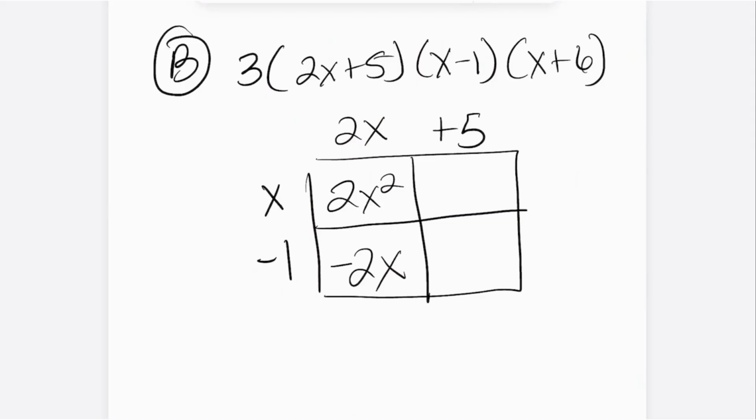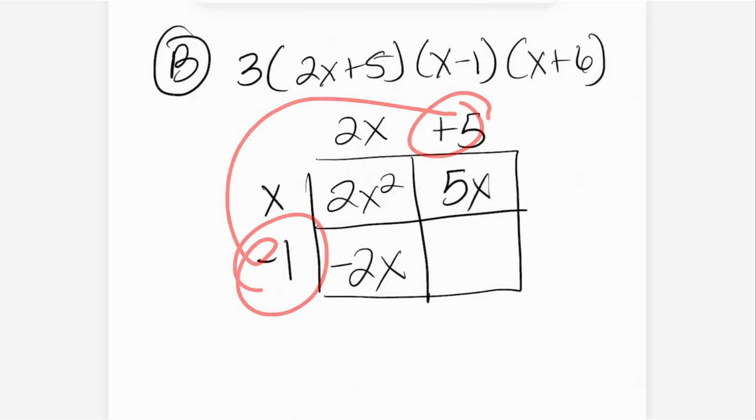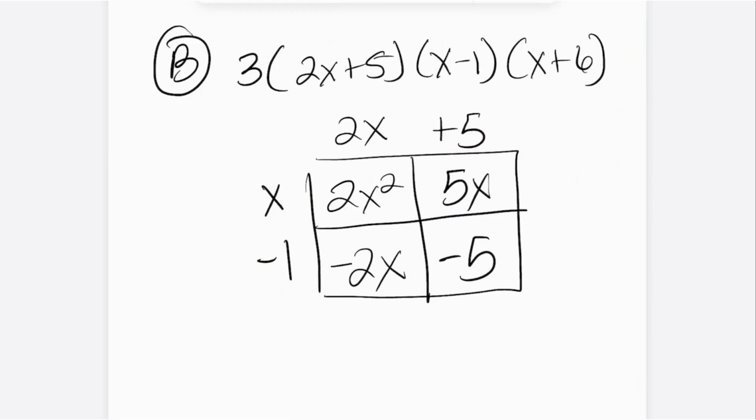And now I'm going to go ahead and move on to my next column, which is a 5. 5 times x is 5x. 5 times negative 1 is going to give me negative 5. I'm going to go ahead and add my diagonals because our diagonals are like terms. So we're going to go ahead and combine like terms. So 5x minus 2x is going to give you 3x.